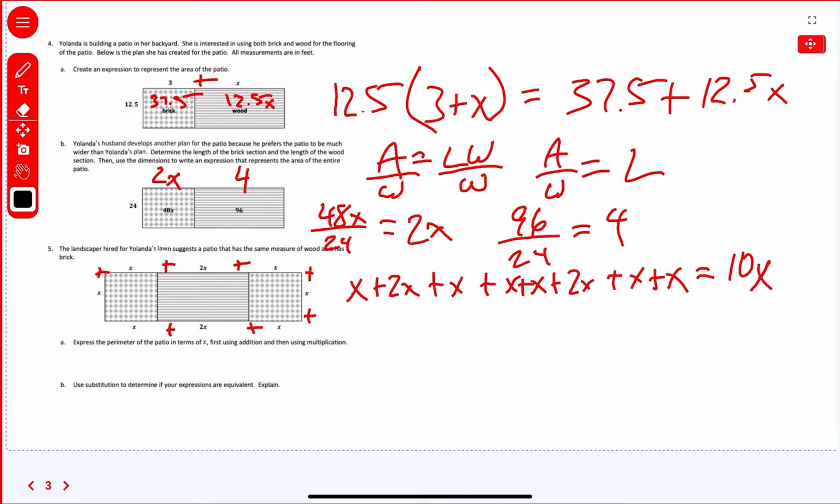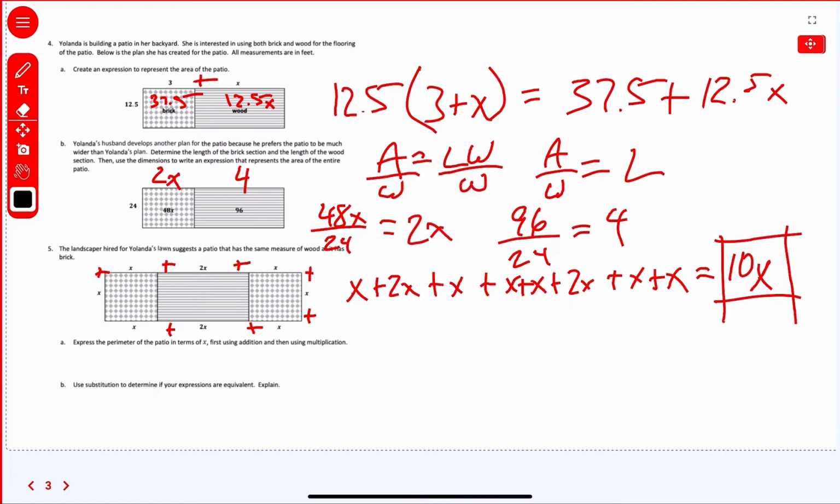Now, how would you do it by multiplication? That is the multiplication, right? Since we only have x's, this is how you would do that. You would just say 10x. You would count up all your x's and put the coefficient out front. That's all you could do.